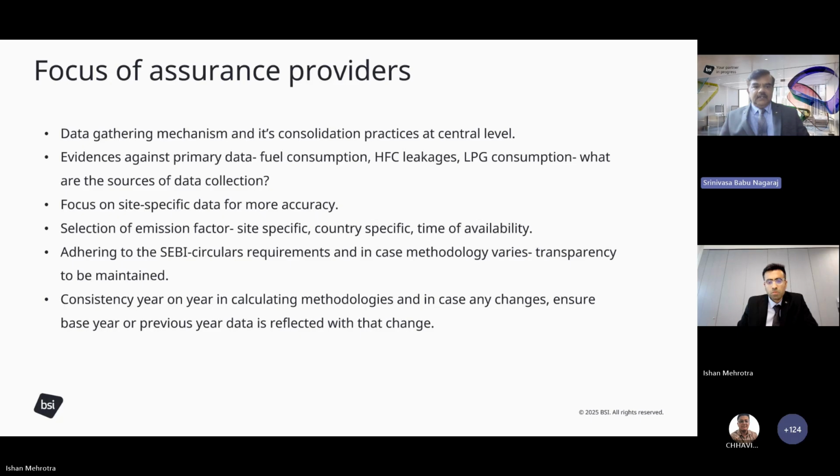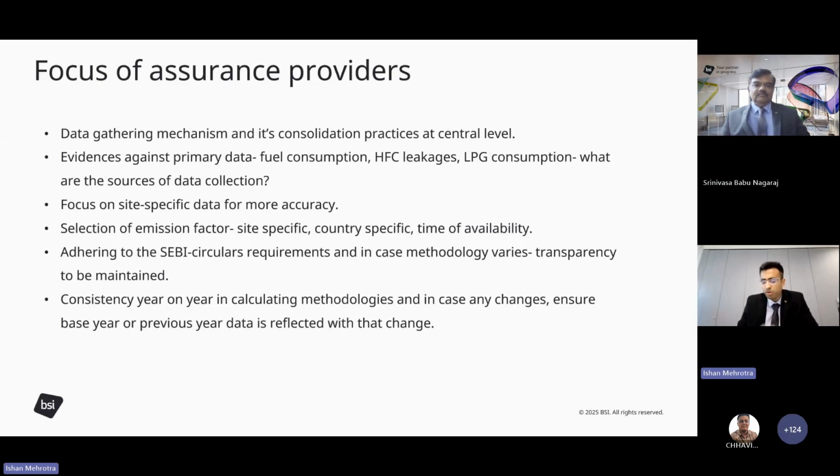So if I have to summarize, we verify the data accuracy and completeness, validate the methodology and emission factors, assess the complete data management controls, and ensure consistency and complete compliance with the standard requirement. So this is the approach we are going to take.